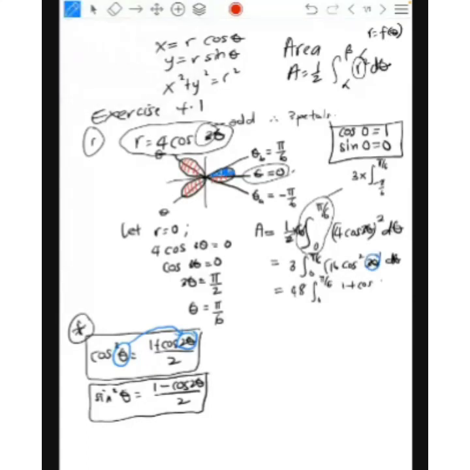6 theta over 2. The bottom is still 2 also. Okay. d theta. So this one can cancel out again, 24. Then I can integrate my 1 plus cos 6 theta d theta. So how to integrate this one? Integrate 1 will be theta, plus integrate cos will be sin.